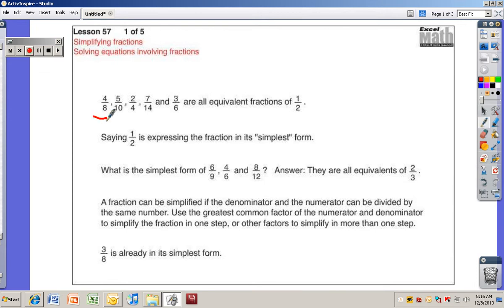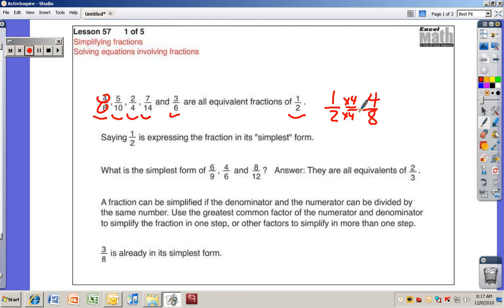Okay, 4/8, 5/10, 2/4, 7/14, and 3/6 are all equivalent fractions of 1/2. Notice that 4 is half of 8. Another way of looking at this, 1/2 and 4/8. 1 times 4 is 4. 2 times 4 is 8. You've got to multiply or divide the top and the bottom, the numerator and the denominator, by the same number. So those are equivalent to each other.